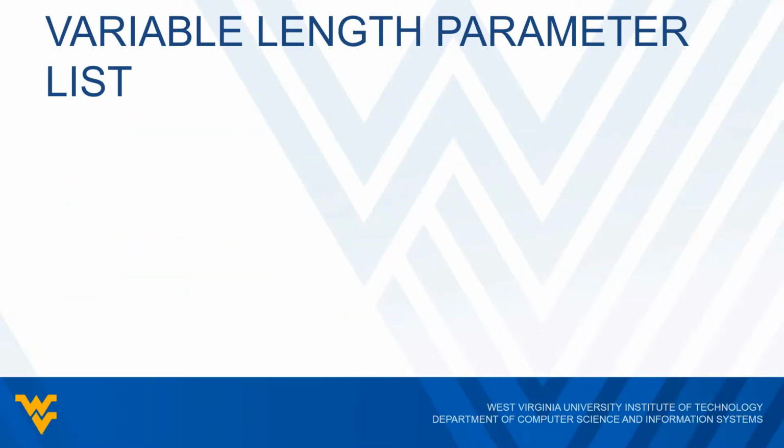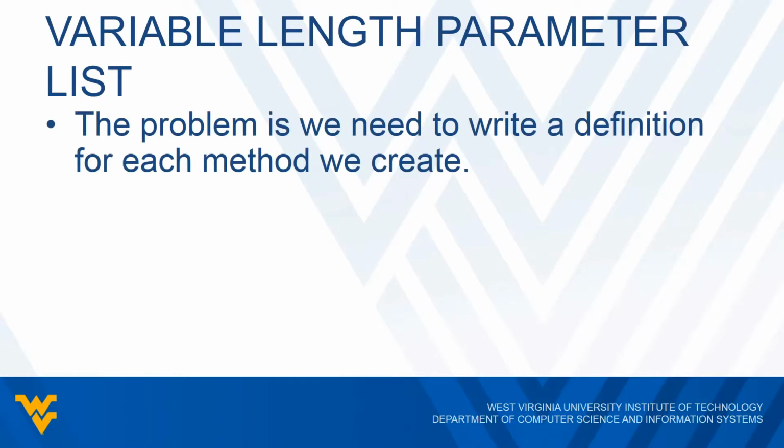So there is a problem with this approach. The problem is that every single time we want to create a new method, we have to write a definition. So if I wanted to get the largest of 10 different numbers, I'm going to have to overload the method, write my header, and then write some code to define it. And then if I want to do 11, 12, 13, 14, so forth, I have to create a separate method for each one. It's doable, but it seems very redundant and unnecessary.